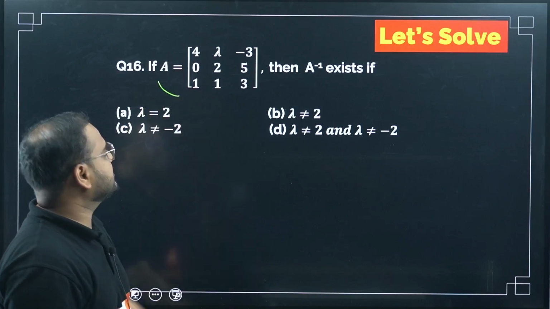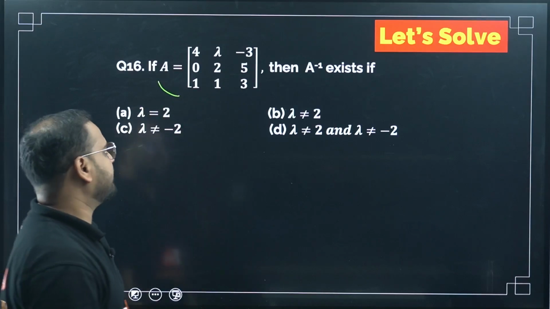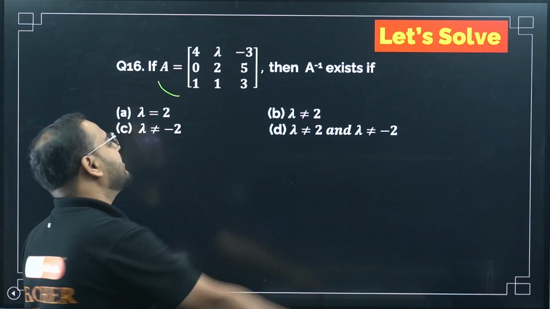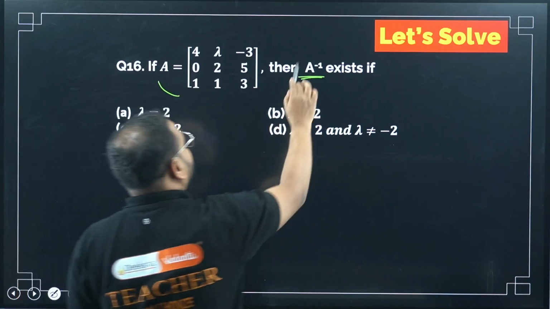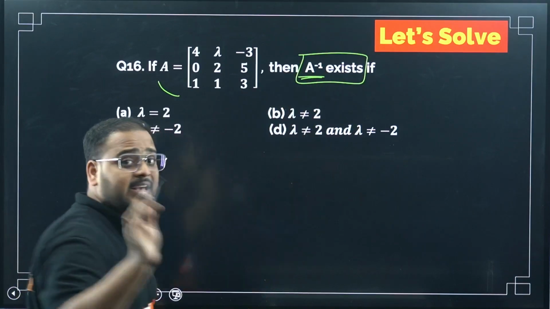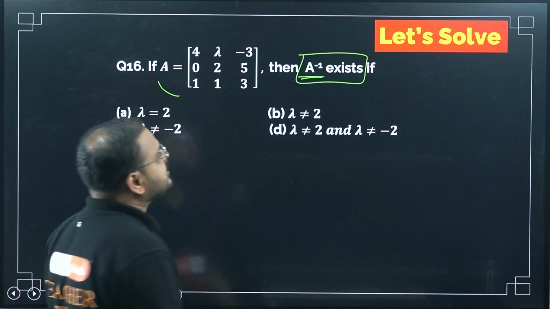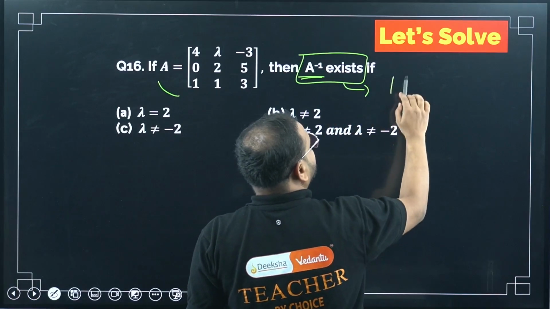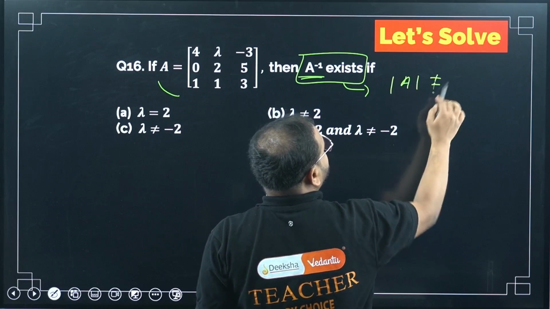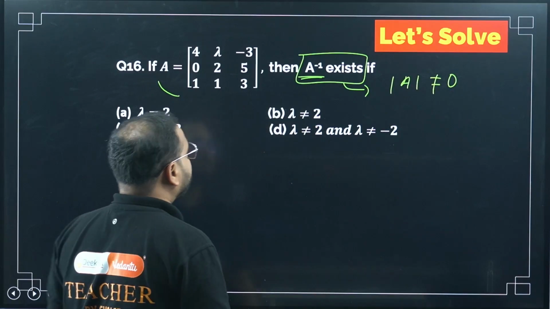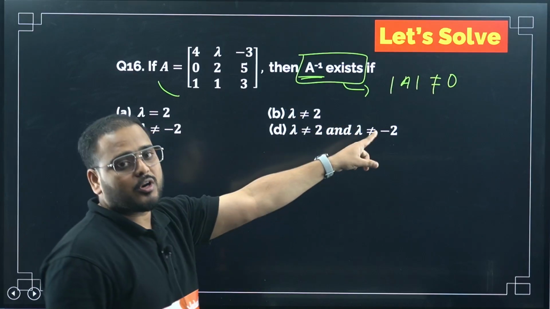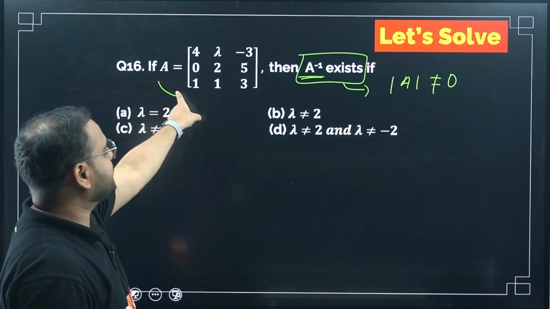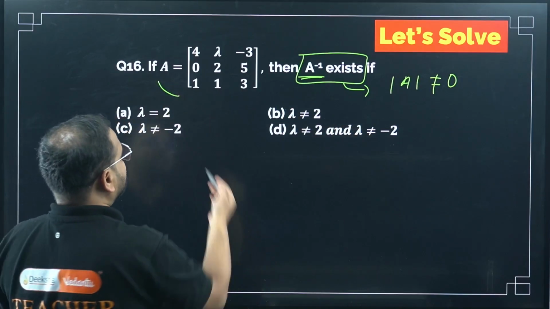For the matrix A written like this: 4, lambda, minus 3, 0, 2, 5, 1, 1, 3. They said A inverse exists. When will this A inverse exist? If this is a non-singular matrix, it means the determinant is not equal to 0. So find the determinant of A, and from there you can get the answer.